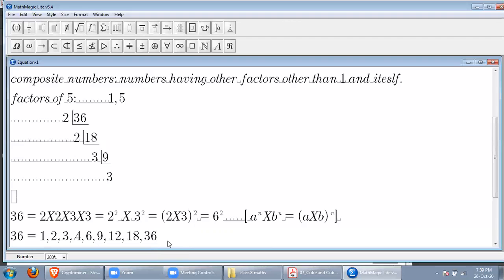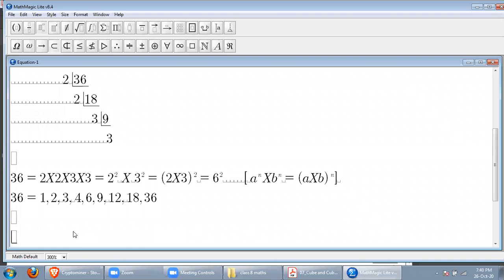So are you clear how I get all the factors of this number with the help of the expression of the given number as the product of the prime factors? That means how I determine all the factors from the product of its prime factors. Everybody got it? Yes.